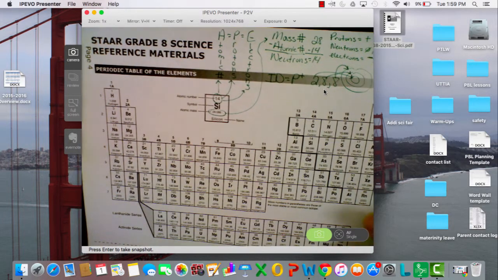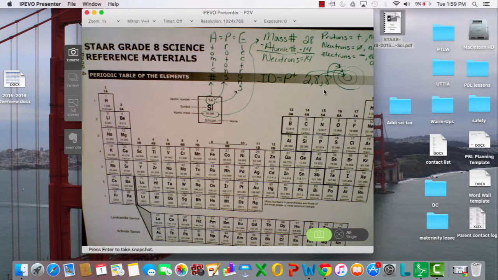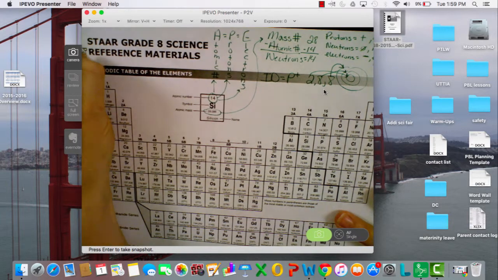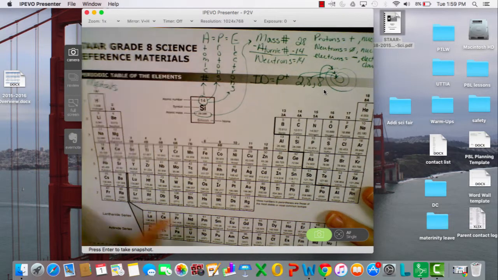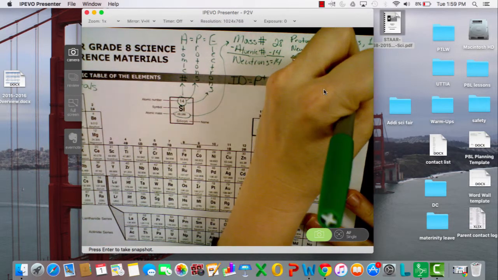Now that we're looking at this periodic table, we know that there are three types of elements: metals, nonmetals, and metalloids. Metals are always going to be found on the left, and nonmetals are going to be found on the right.